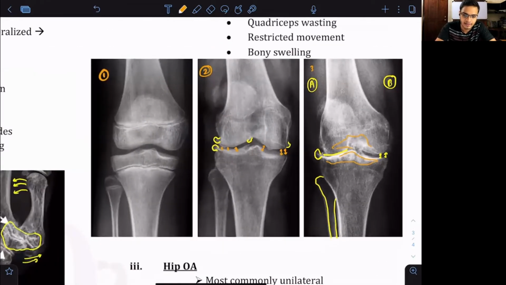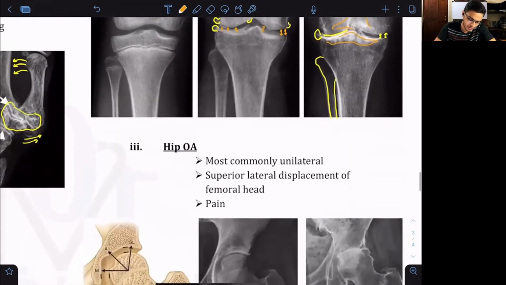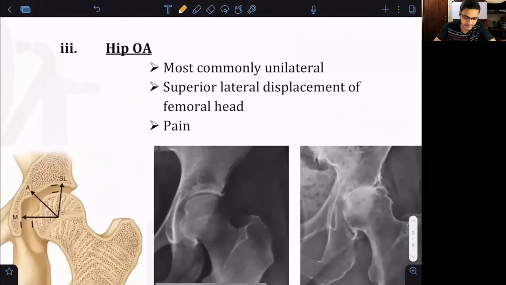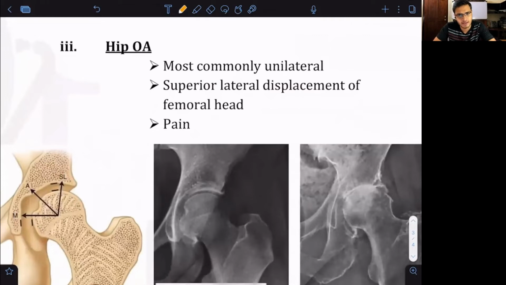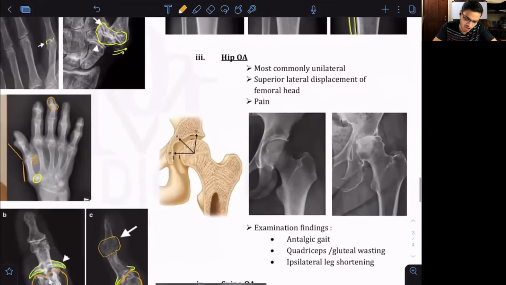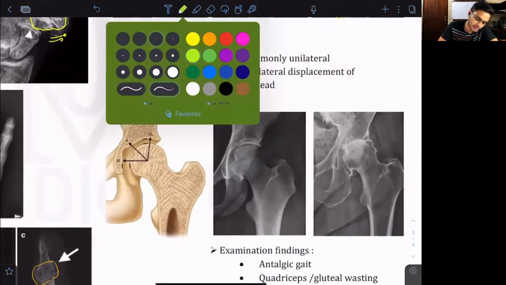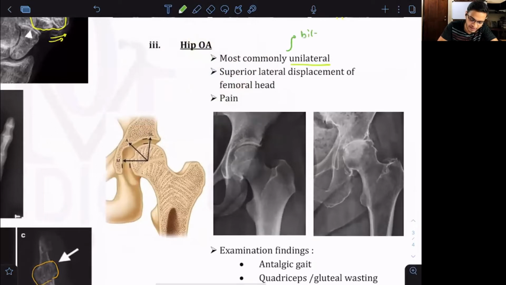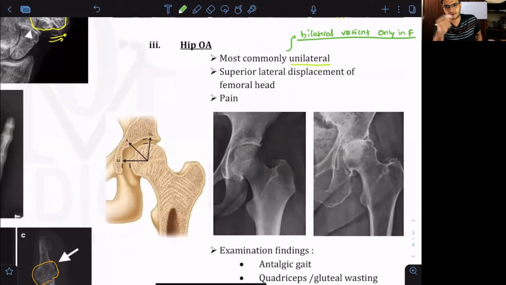Okay, right. Then we come to hip osteoarthritis. Look at this, guys. Hip osteoarthritis, we say most commonly unilateral. Just know, guys, there is a bilateral variant, but this one is only in females. Usually it's unilateral in males and females. The bilateral variant is only in females.